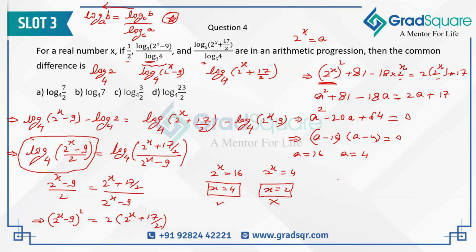Put it back into this equation, not the whole equation, but just one part of it. We'll get the common difference. You either put it on the left hand side or on the right hand side, you are going to get the same answer. I'm putting it on the left hand side. Log base 4 of (2^4 - 9)/2, which is (16 - 9)/2, is what we are getting. So 16 minus 9 by 2 is 7 by 2. So log base 4 of 7 by 2 is turning out to be the answer for this question, which is option A, log base 4, 7 by 2.